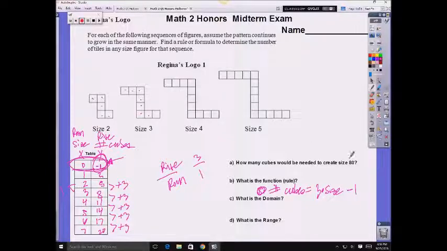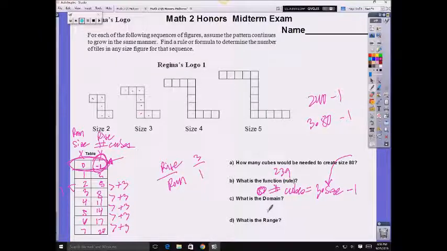So if you want to find the 80th size, you're going to take 80 and you are going to times it by 3. That means they added 3 cubes 80 times, and then you got a -1 because we started off at -1. So the answer is 239. 80 times 3 is 240. 240 minus 1 is 239.